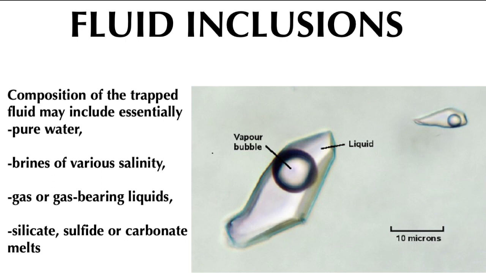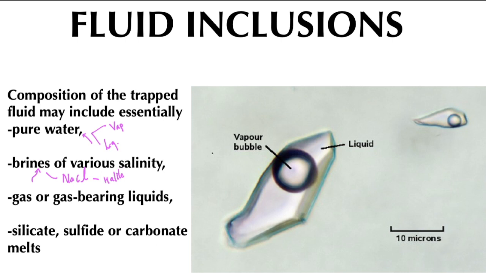Now, the composition of material that is present inside the fluid inclusions can be pure water. Water can be in two phases, one can be the vapor phase of water and another is the liquid phase of water. There can also be brines of various salinity. Brine is a mixture of salt and water, mainly NaCl, which is present in the liquid, and it can also be present in the solid form, which is called halite.